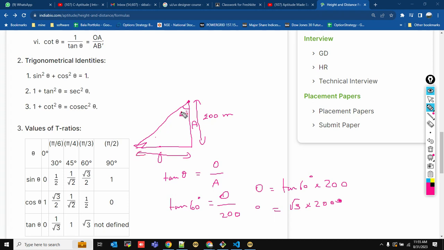If you know one angle and one side of a triangle, you can calculate the other sides using these ratios. If the hypotenuse is given, you can use sin theta. If the adjacent is given, you can use cos theta. Depending upon what value is given and what is asked: you are given the adjacent and asked for the opposite, and with opposite and adjacent, tan theta comes. So I am using tan theta. This is basically what trigonometry is: given one angle and one side, you can find the other side using these trigonometric ratios.